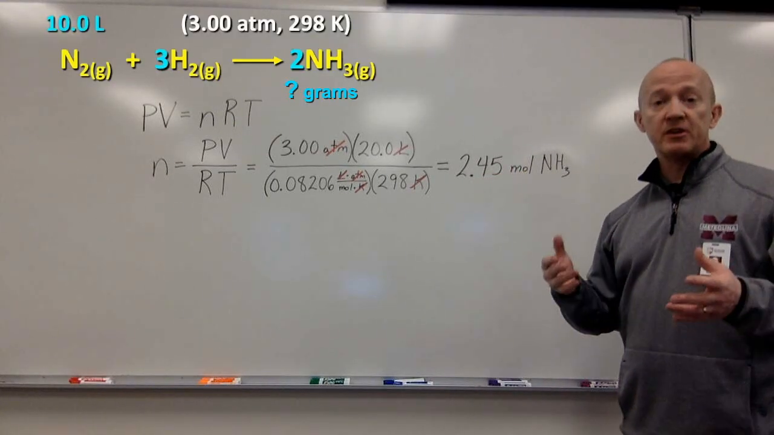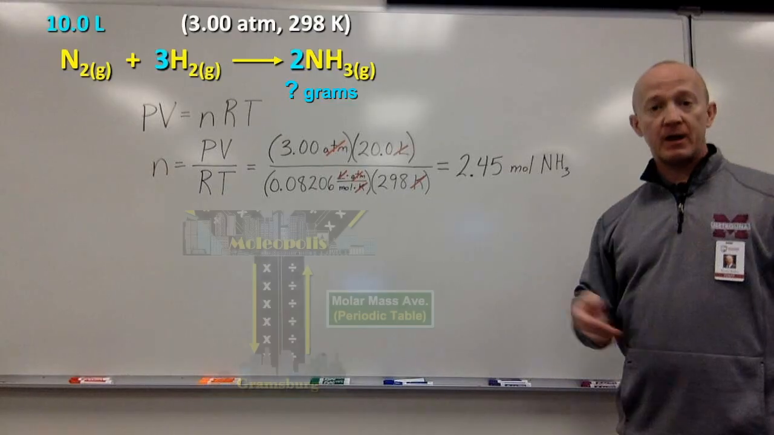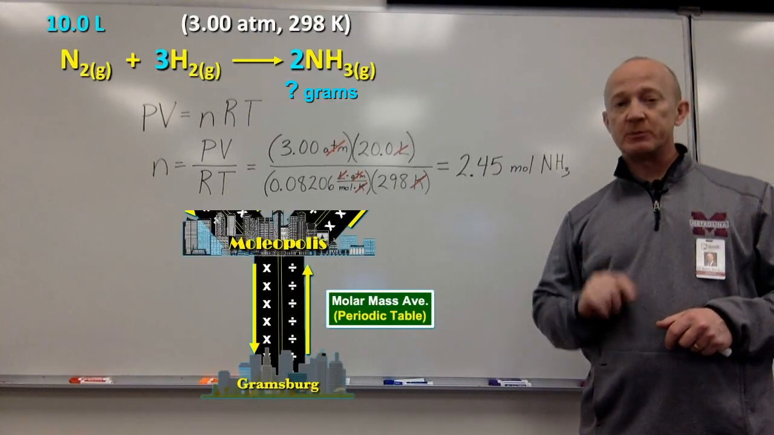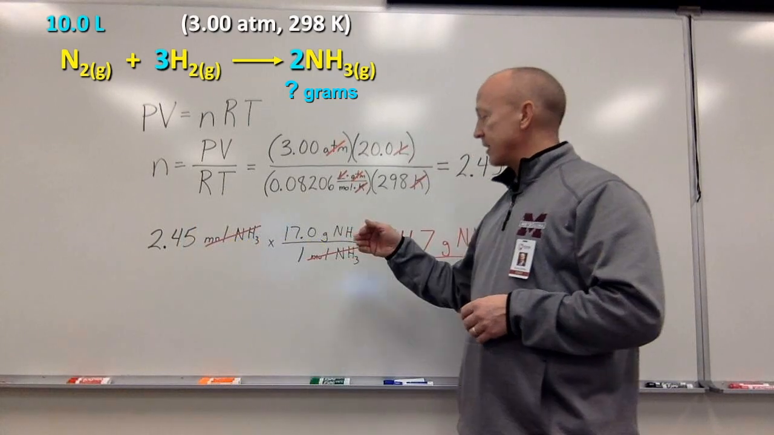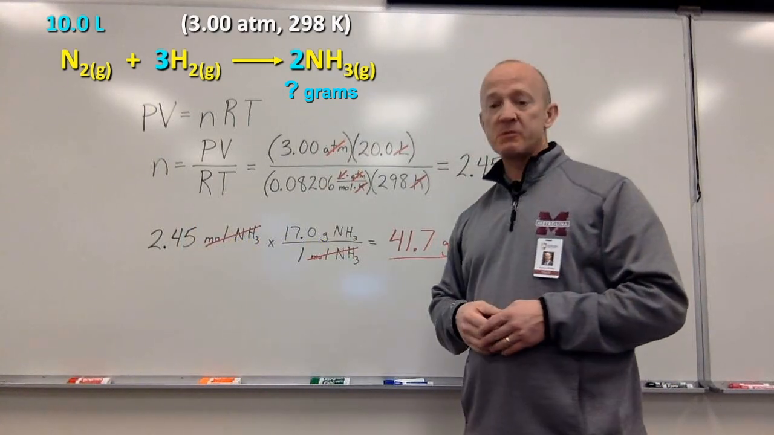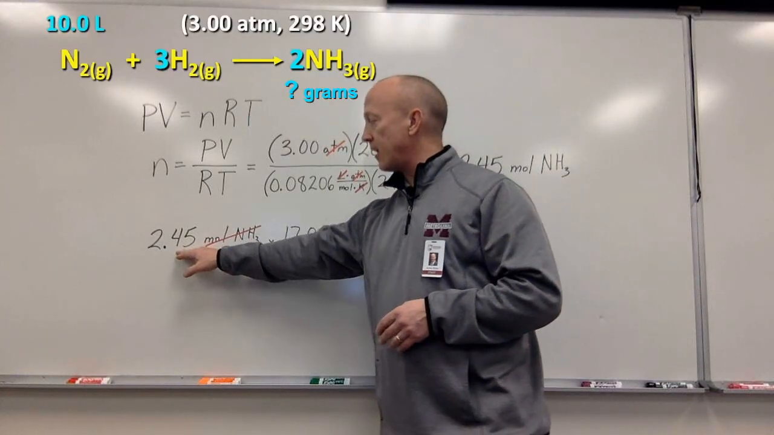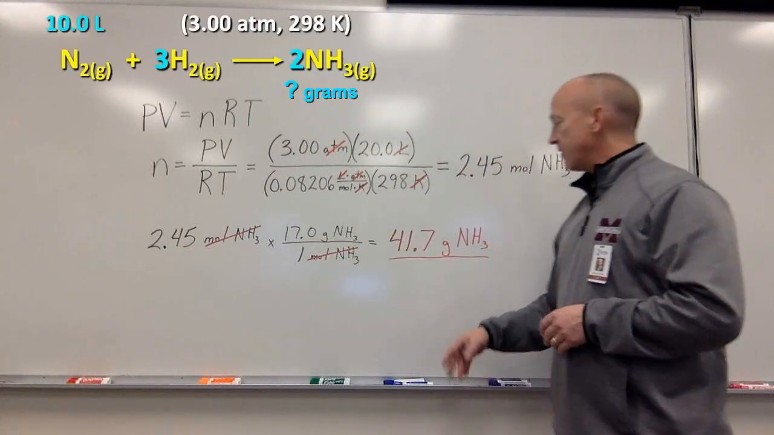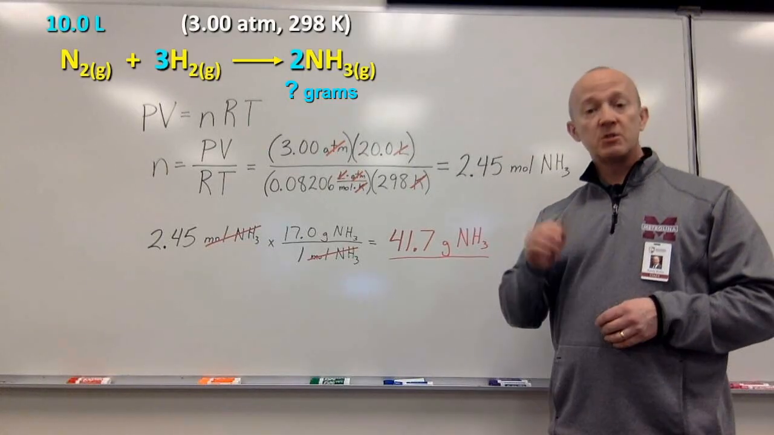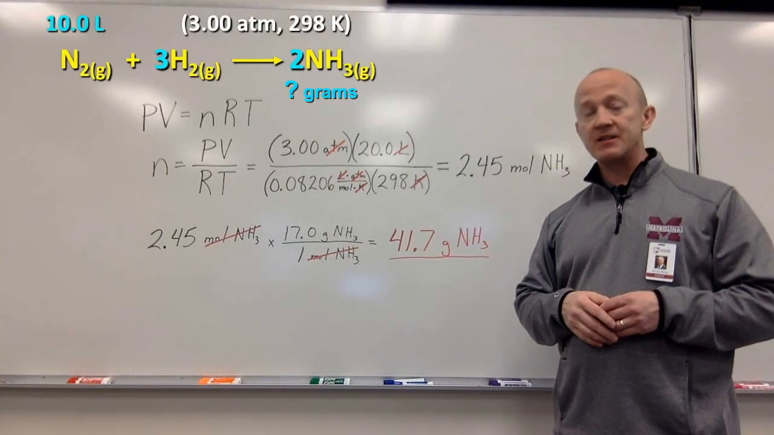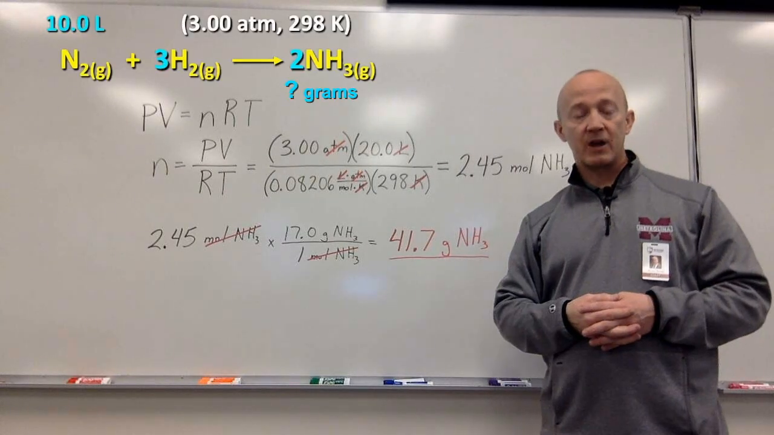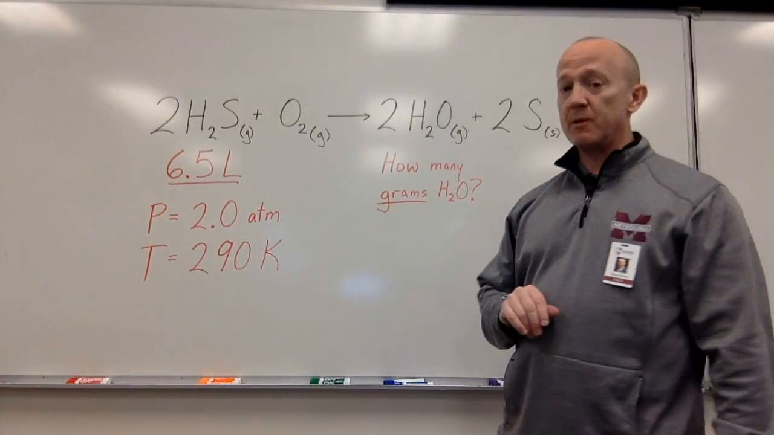There's only one more thing we need to do, and that's convert this into grams. Remember, when we're going from Molopolis to Gramsberg, we multiply by the molar mass. We use the periodic table to determine the molar mass of ammonia. That is 17 grams per mole. Multiplying 2.45 times 17 gives us an answer of 41.7 grams of ammonia. So when we start with 10 liters of nitrogen gas in this reaction, we end up with 41.7 grams of ammonia.